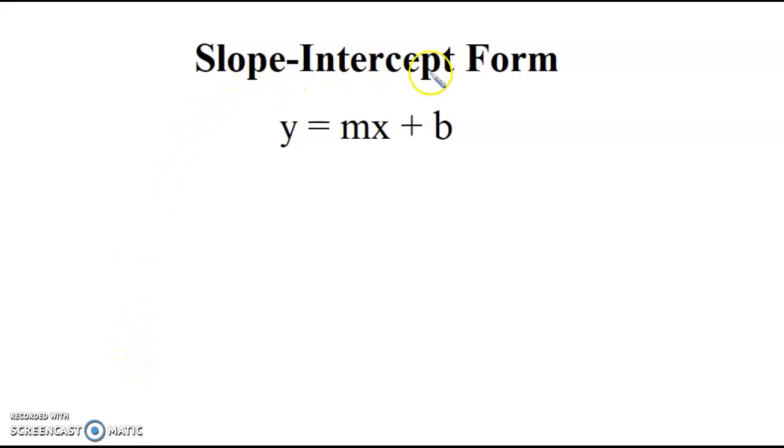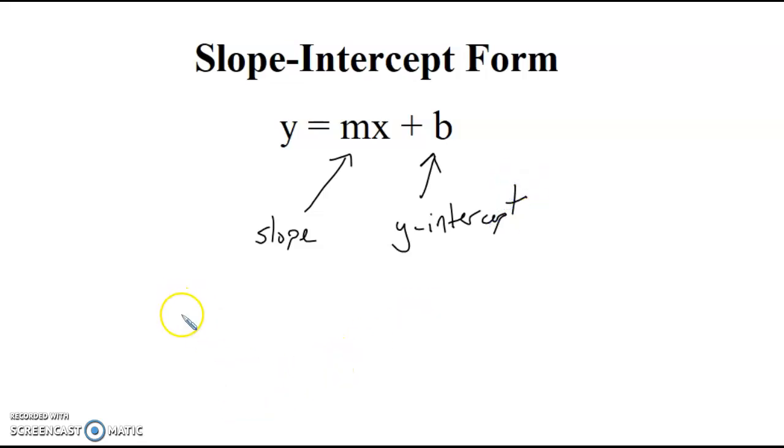Today we're going to be looking at slope-intercept form, and this is what it looks like. y = mx + b. This is before we put any of our values in here. So y and x you may be used to. The m is going to represent our slope, and our b is going to represent our y-intercept.